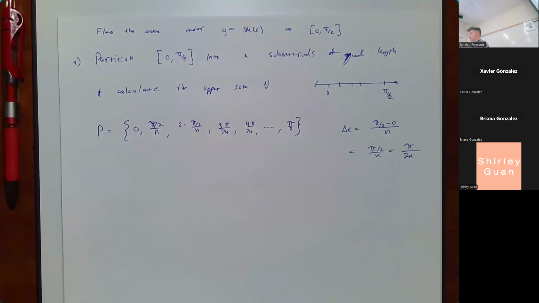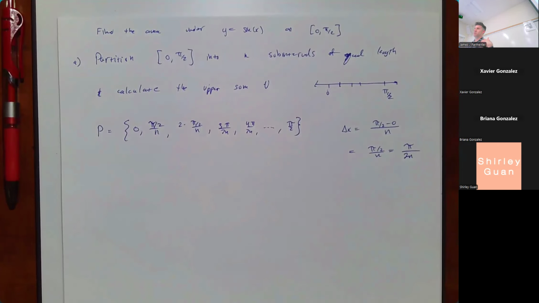There's your partition. And then we're trying to calculate the upper sum u. Upper sum is terrible. I would really prefer to say left or right, but I'll point out that on the interval from 0 to pi over 2, sine of x is increasing or decreasing?